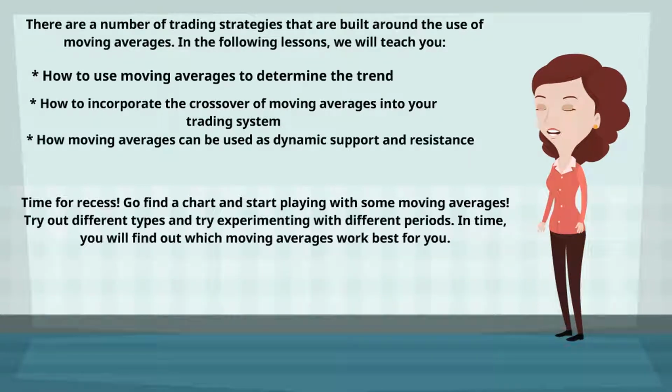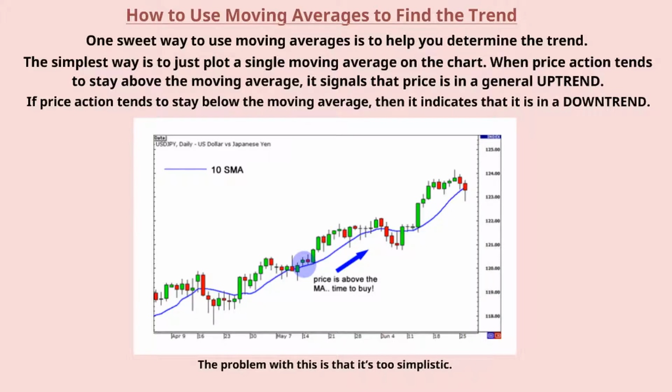Let's move to another topic: how to use moving averages to find the trend. One sweet way to use moving averages is to help you determine the trend. The simplest way is to just plot a single moving average on the chart. When price action tends to stay above the moving average, it signals that price is in a general uptrend. If price action tends to stay below the moving average, then it indicates that it is in a downtrend.